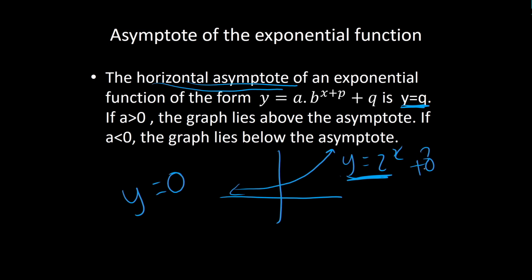If the value of q here was 2, then y is equal to 2 would be the equation of the asymptote of the function. If the value of a is positive, your graph is going to lie above your asymptote. And if the value of a is negative, as I showed you before when we reflected this graph, then your graph will lie below whatever the asymptote is.